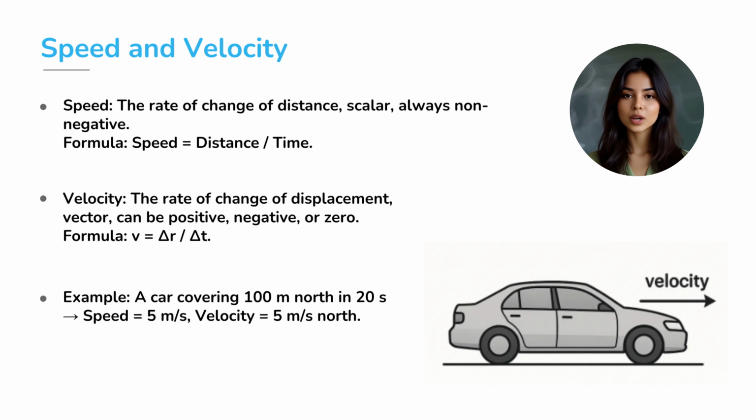Suppose a car moves 100 meters north in 20 seconds. Its speed is 5 meters per second and its velocity is also 5 meters per second north. Notice the difference: speed only tells us how fast, while velocity tells us how fast and in which direction.